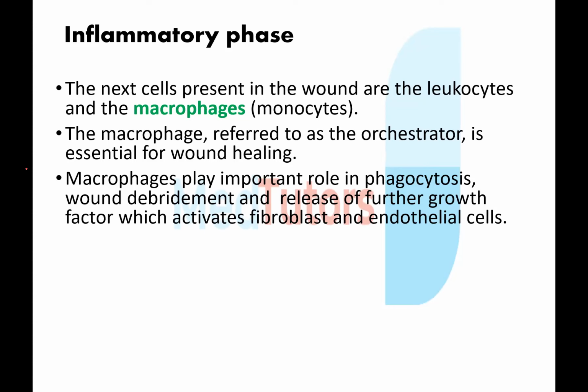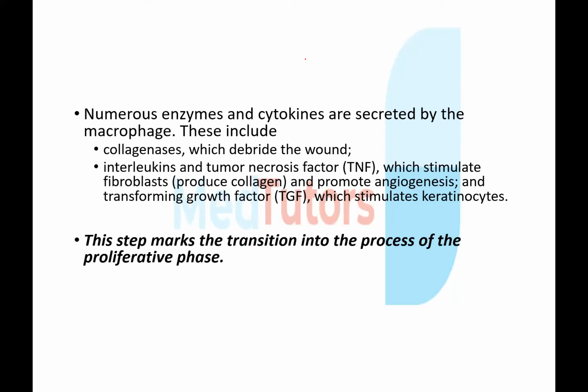They engulf bacteria, they devitalize dead tissues and so on. And they further release substances that will trigger the next phase of wound healing. So what are the main substances they produce and what other cells do they stimulate? It is the fibroblasts and the endothelial cells that play a significant role in tissue regeneration. That is the proliferative phase. So the macrophages in the inflammatory phase have to produce substances that will stimulate these cells.